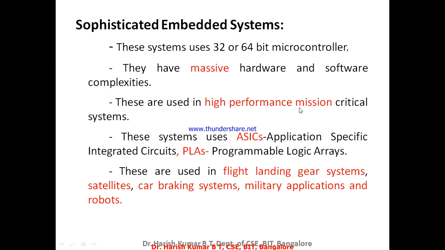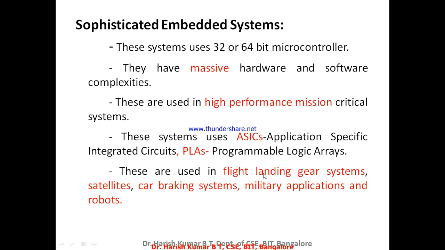Since they are used in high performance critical systems, these sophisticated embedded systems use the application specific integrated circuits and the programmable logic arrays. I don't know whether you have understood the programmable logic arrays in the previous semester in the electronic circuits. They have the AND gate plane or the OR gate plane, using which you can program the desired Boolean expression, or any given expression can be programmed using the programmable logic arrays, using the AND logic plane or the OR logic plane. It is just a plane using which you can do the execution of any expression.